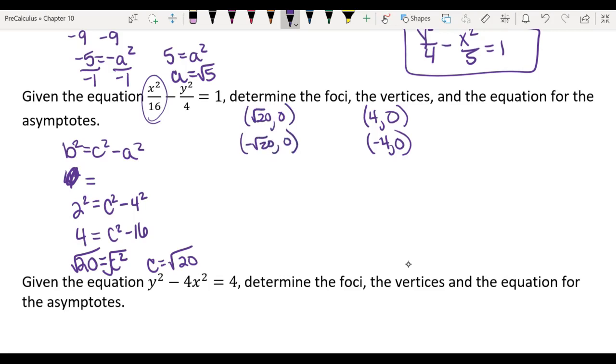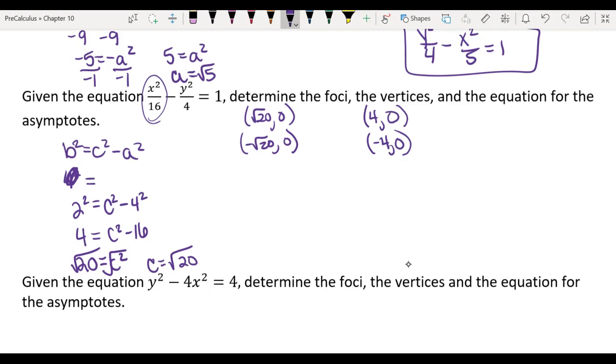Whatever number you find, because x was first, it should go in the x coordinate. Remember, if y was first, your focus would go in your y coordinate. Is that one negative square root of 20? Yes. Negative square root of 20 for the second one.